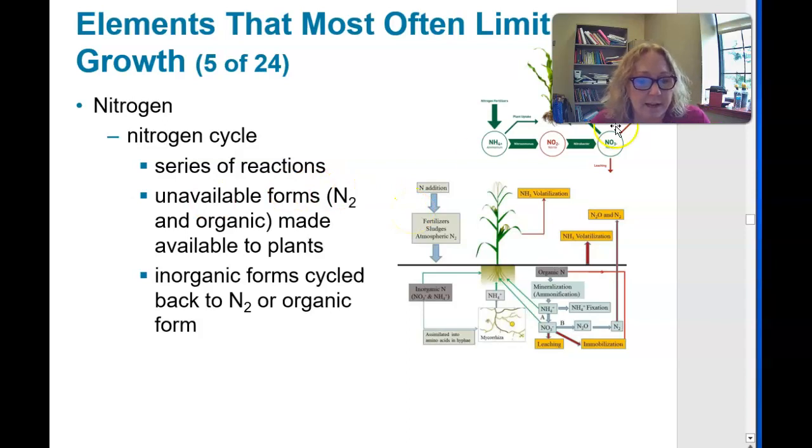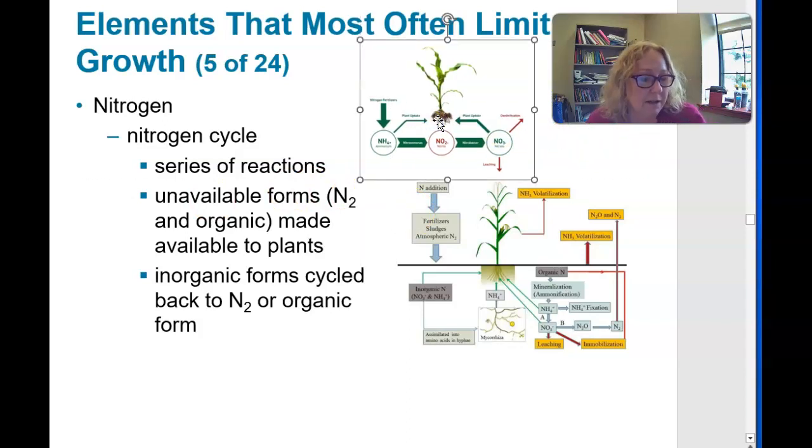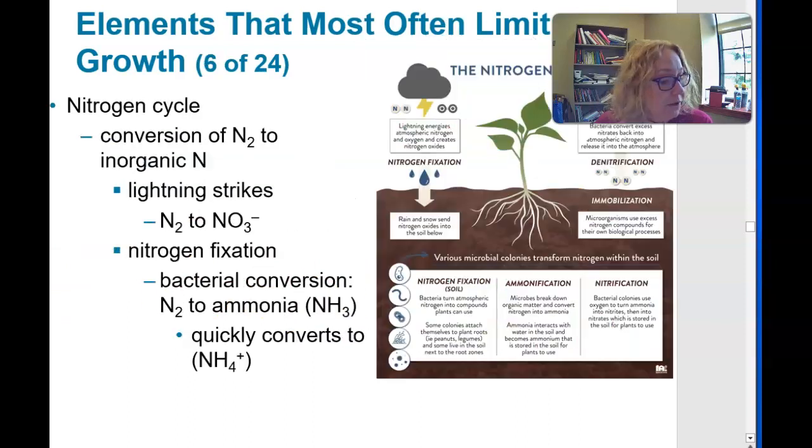Okay, the nitrogen cycle. Again, there's a nitrogen cycle. It's a thing. It's a series of reactions, usually forms into an organic. That makes things available to the plant. Inorganic forms cycle back into organic forms. So you'll see that it cycles back. Hopefully it's not leached out into the environment. The conversion of N2 to inorganic can actually happen through lightning strikes, rain and snow. It can happen through nitrogen fixation bacteria, through ammonification of microbes, and nitrification. All of these are various microbial communities that help keep the nitrogen available to plants.